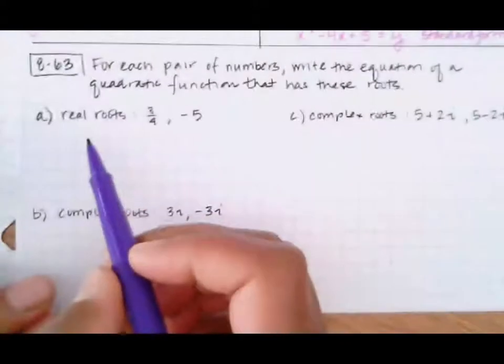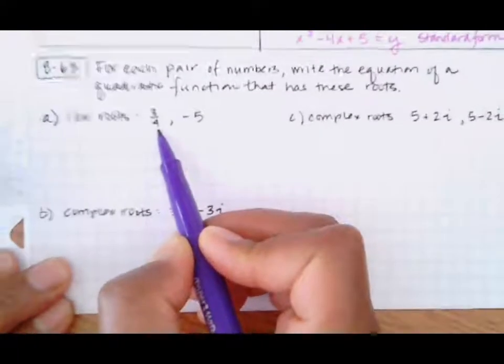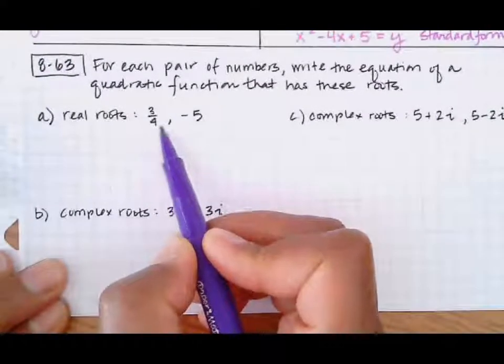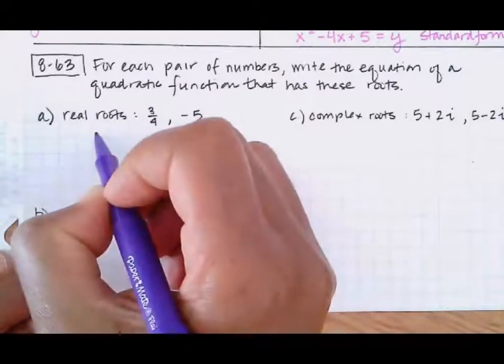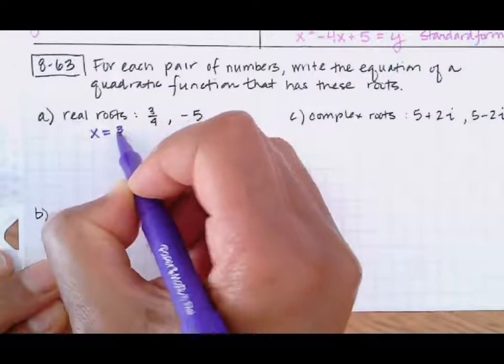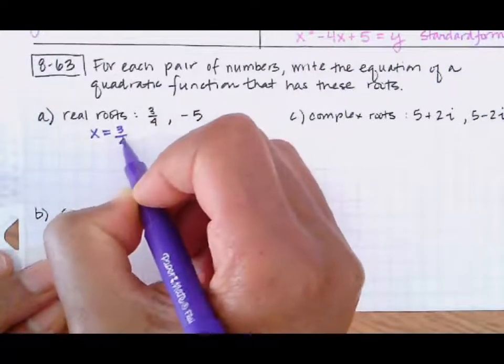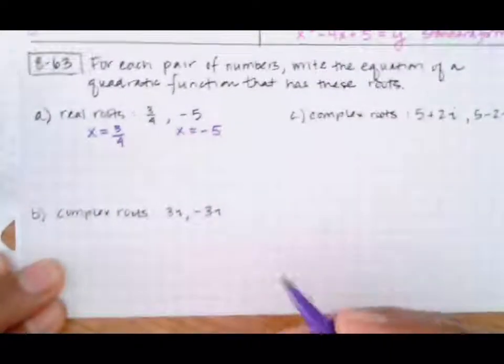And so the first one that we'll start with here is when you're given real roots. Again, this is a real number. It happens to be a fraction, but it's 3/4 and -5. My preferred method is to start by thinking about working backwards often. And so I like to say, well, if these are roots, then these were really x equals 3/4 and x equals -5 that were the roots of this quadratic.